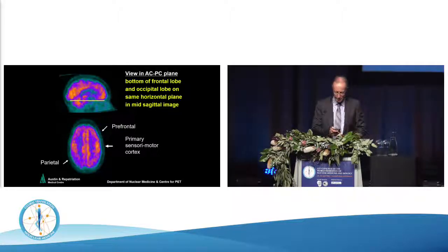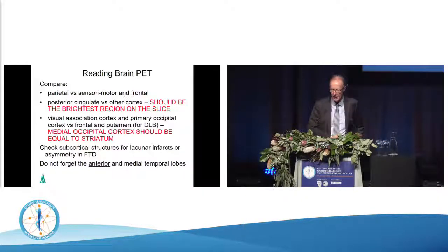So always start with your brain orientated the right way. Then do these things. Look at parietal versus sensory motor, and also frontal versus sensory motor. Look at the posterior cingulate gyrus. This should be the brightest thing on that slice.